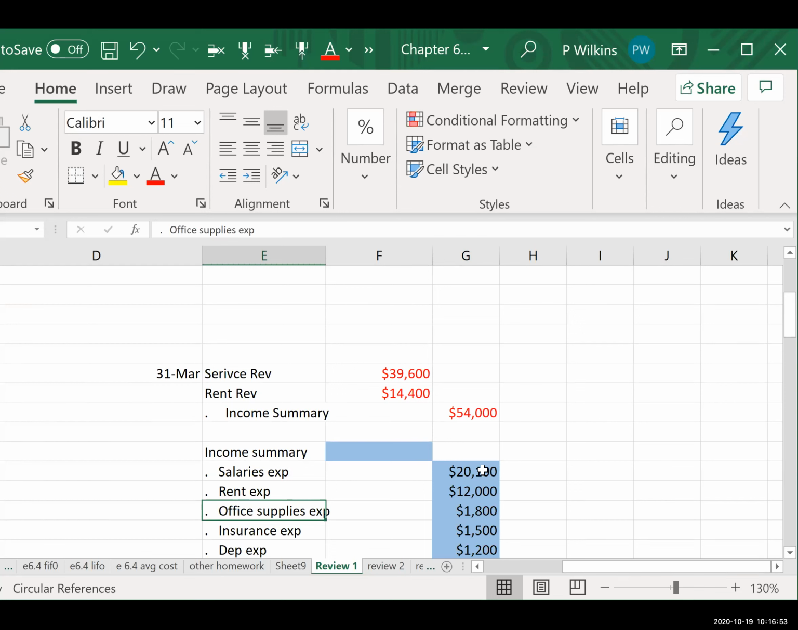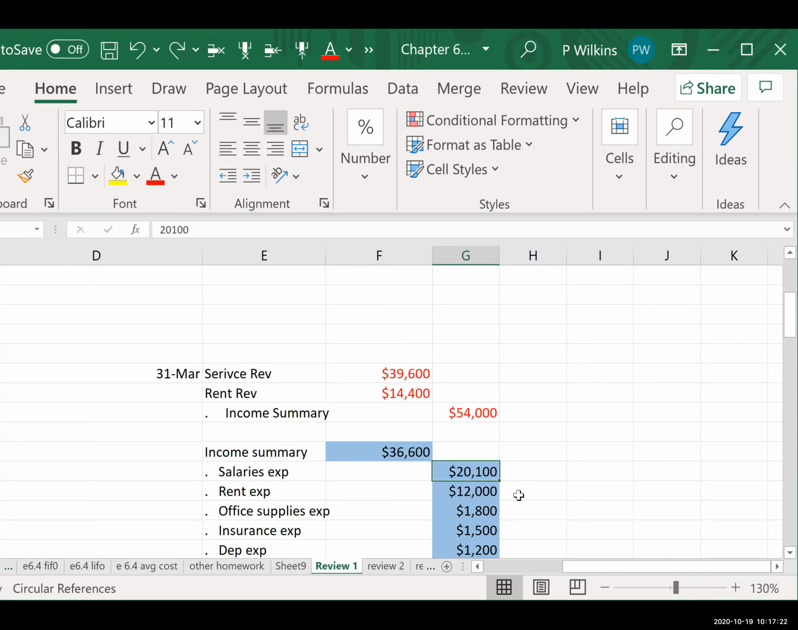And then what we're going to do is we're going to add all of those expenses up to find out how much we have to debit to income summary. So the total of all the expenses is $36,600. So we're going to debit income summary, $36,600, and we're going to credit all of the individual expenses. Okay. So first we do the revenues. Second, we did the expenses.